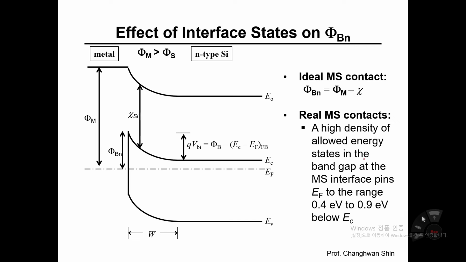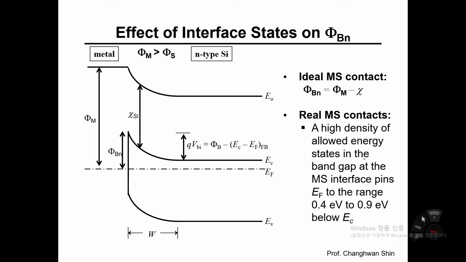So previously we mentioned the ideal MS contact. From now on, let's keep an eye on any non-ideality that happens at the interface between metal and semiconductor. Can you imagine any non-ideality between metal and semiconductor? Can you guess what else you can imagine existing at the interface between metal and semiconductor?